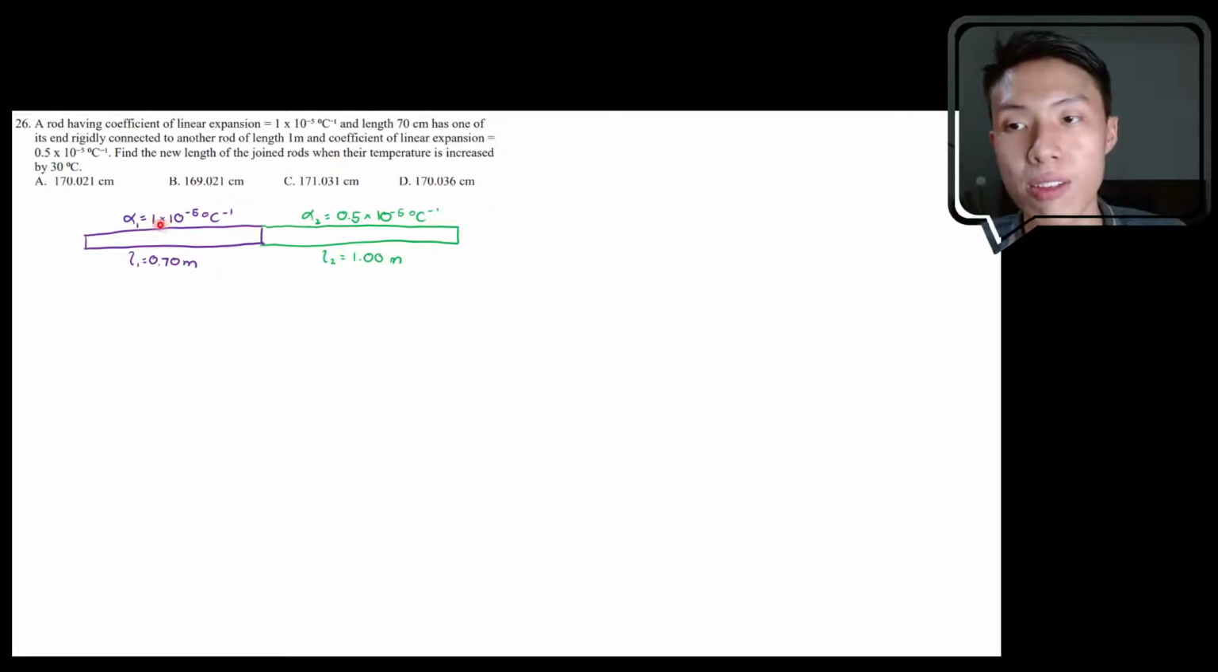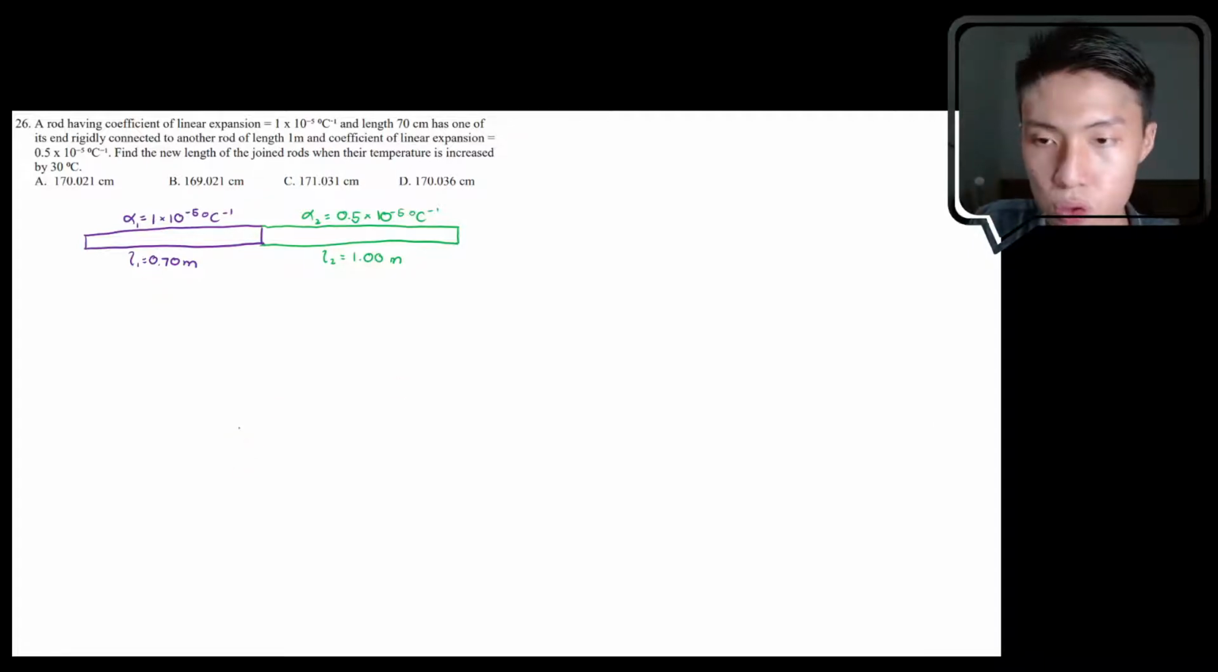But because they have different coefficients of linear expansion, we cannot just treat them as one single rod expanding. We have to look at how the first rod expands, and how the second rod expands. We have to analyze them separately, then we add them back up. Only then can we find the new length of the joint rods. So the strategy is to analyze them one by one. We find the final length of the first rod, we find the final length of the second rod, then we add them up to find the final length of the joint rods. So that's what we are going to do.